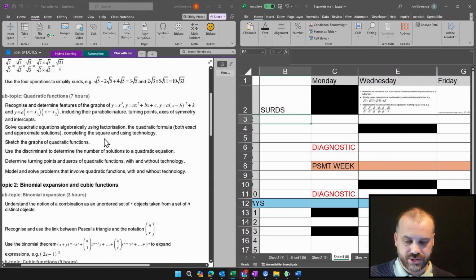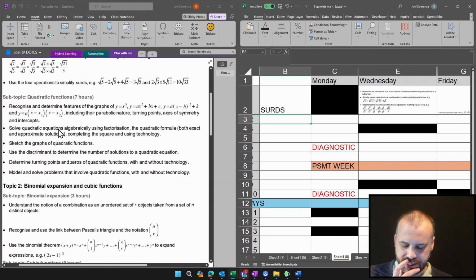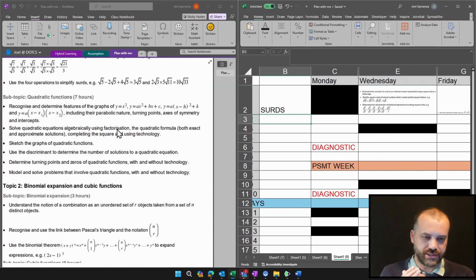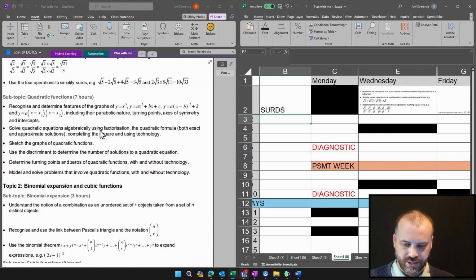A bit dangerous. So I think what I'm going to do is split up this dot point into 3 lessons, but I'm going to try to be pretty clever about it. So: solve quadratic equations algebraically using factorization. I think that's going to be a full lesson, but I'm going to do a few things here. I've got to do factorization, I've got to do solving, so the null factor law.